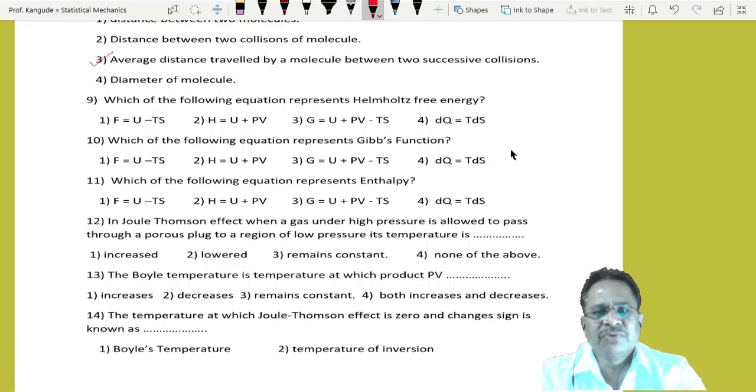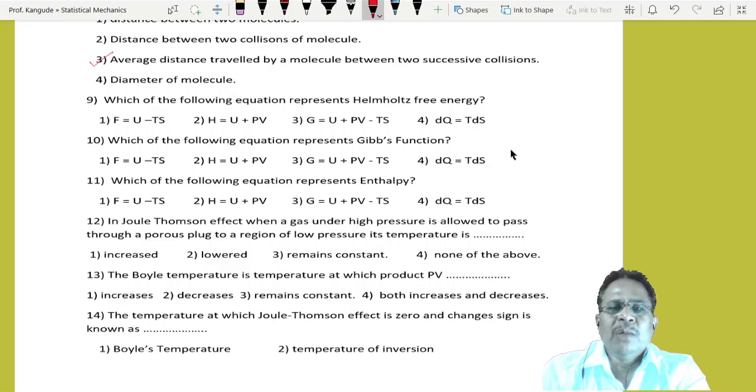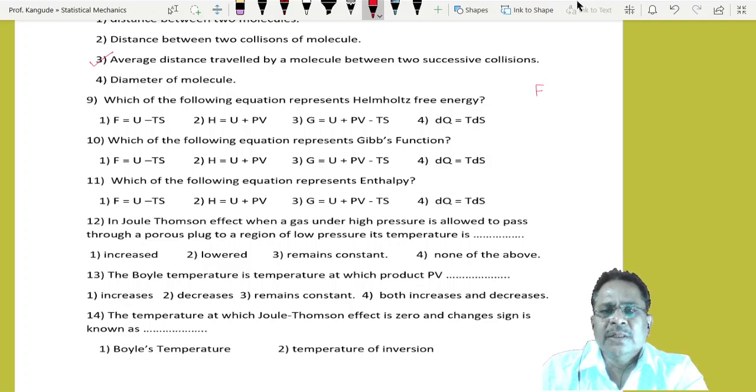Of course, there are 3 such questions given, so we'll see them one by one. Helmholtz free energy is described by the symbol F. Enthalpy is denoted by H, entropy by S, and G is the letter used for Gibbs free energy. So this is Gibbs free energy, this is entropy, and this is enthalpy. These are the different physical parameters we use in thermodynamics, and this is called Helmholtz free energy. So naturally this H is enthalpy, this is not correct here.